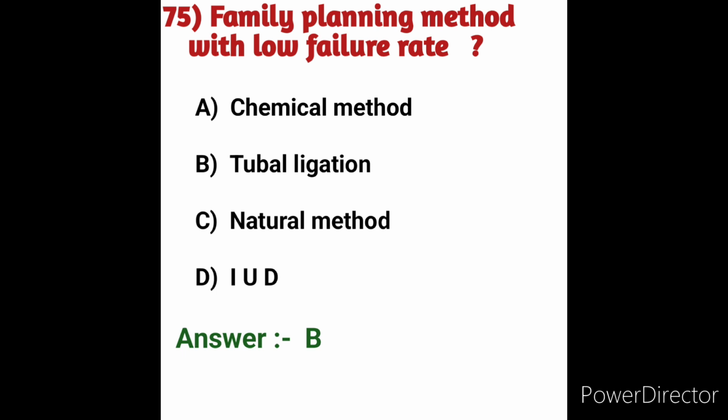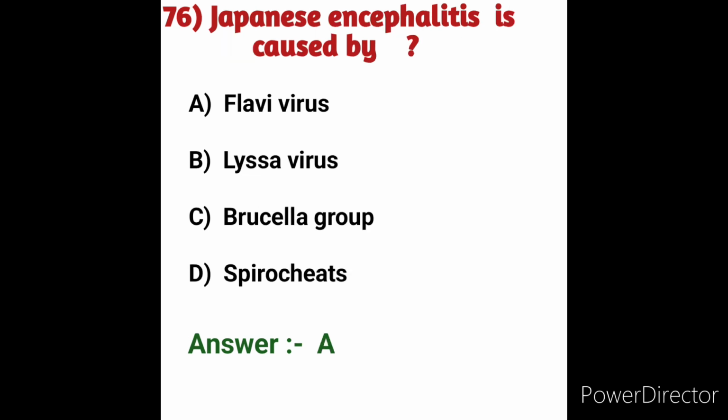The rest of the options are non-surgical methods. Option B is the correct answer; tubal ligation has a low failure rate in family planning. Next, move on to question number 76.